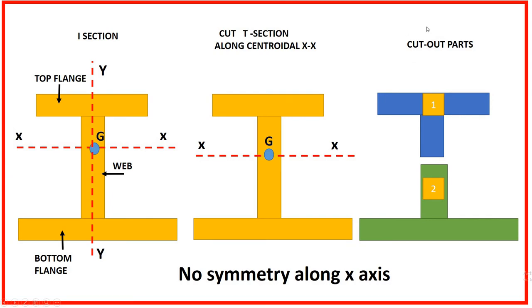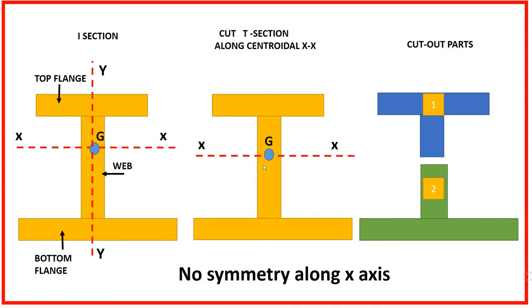Now what is the resultant section? What about the cutout parts? This one is part 1 and this one is part 2. Now tell me whether these two cutout parts are mirror image of each other or not. And the answer is no.